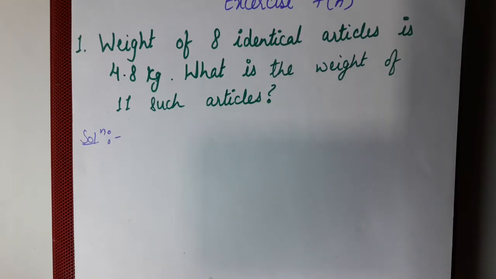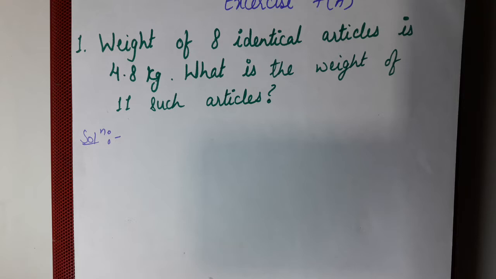So let's start with the exercise so that the direct and inverse variation questions are clear to you. We'll start with exercise 7a. First question: the weight of 8 identical articles is 4.8 kg. What is the weight of 11 such articles?